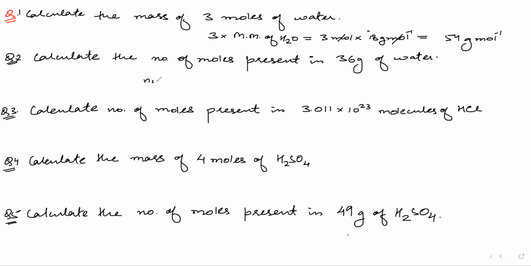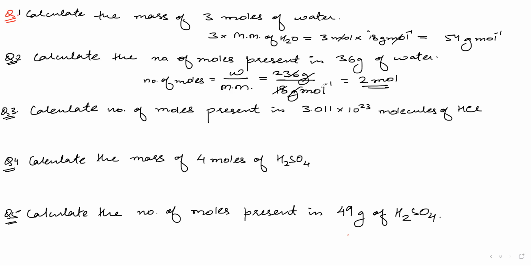Calculate the number of moles present in 36 gram of water. So number of moles is equal to the given mass divided by the molar mass. Given mass is 36 grams. The molar mass is 18 grams per mole. So grams and grams will cancel out each other. 36 by 18 will be 2. This mole inverse will get above and it will become 2 mole.